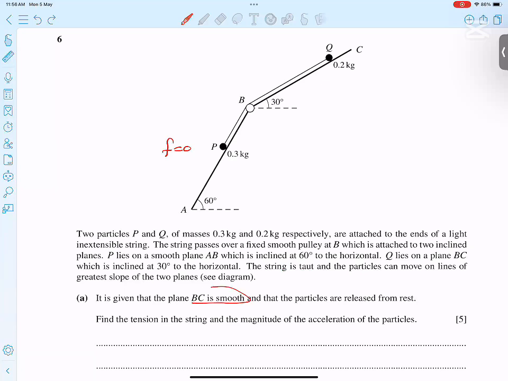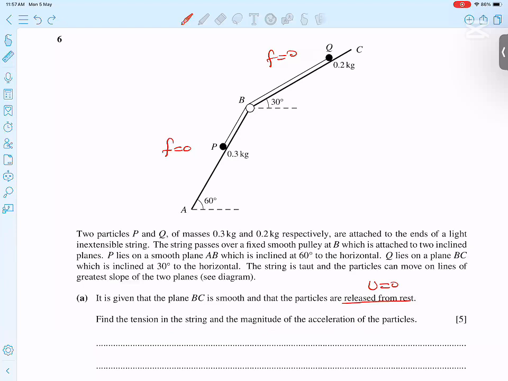And BC is smooth, so it means for part one, we have friction again zero. Maybe in the next part it is not zero, but this paragraph applies to the whole question. So my belief is that friction is zero throughout the question, but this depends upon the question's nature. And he said the particles start from rest. It means the starting velocity is naturally zero. And the tension in the string and the magnitude of acceleration is my task.